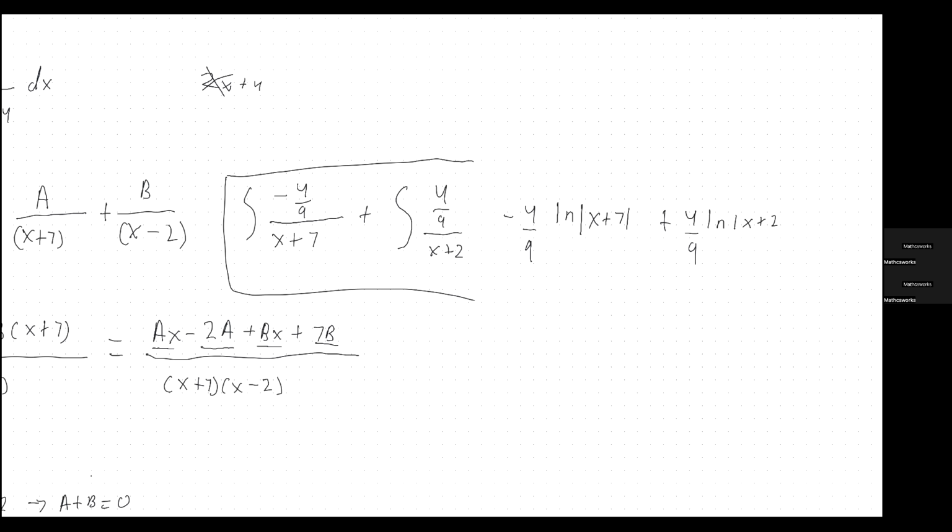And just to check this over, we need to have everything that is inside the ln be an absolute value. And so our final answer would just be this, the negative 4 over 9 times the ln of the absolute value of x plus 7 plus 4 over 9 ln of the absolute value of x minus 2. And since this is an indefinite integral, you have to add C at the end. So let's add C, and then we're done.